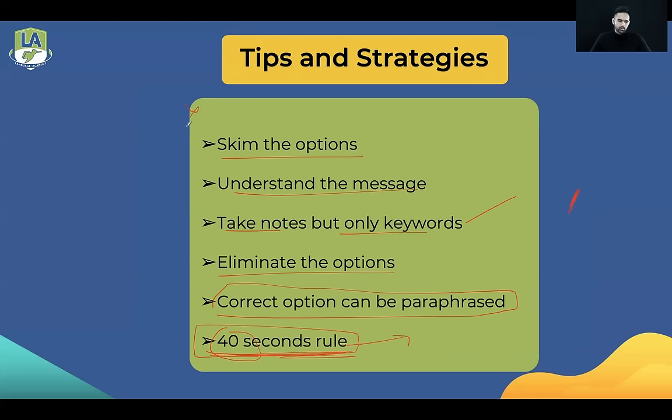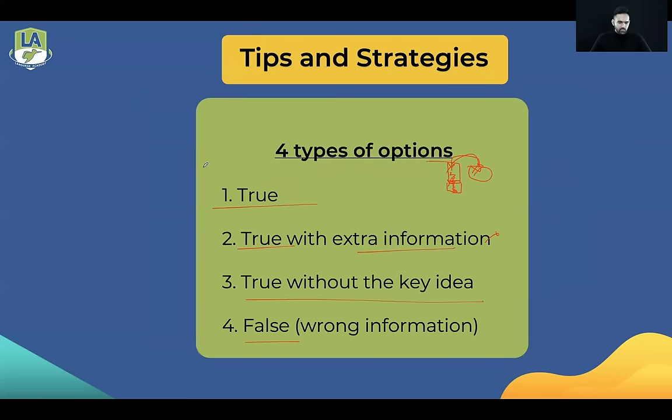We can't afford to spend too much time here. This is not one of the most important tasks. Remember this thing. Alrighty. Four options I've already explained to you. True, true with extra information, without key idea, and false. Only this option is correct.